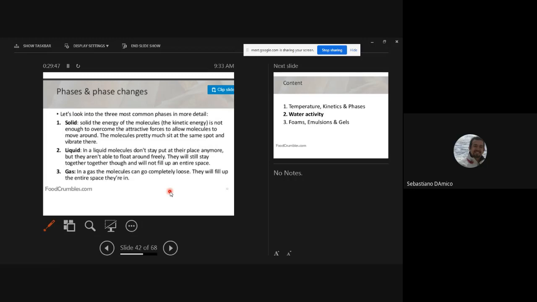And in a liquid, molecules don't stay put in their place anymore, but they are able to float around freely, and they will stay together, so they will not fill up the entire space. So that's the reason why a liquid can take the shape of the container, but not the entire volume. Okay, and it stays at a certain level. For gases, the molecules are completely loose. Okay, so they will fill up the entire space.